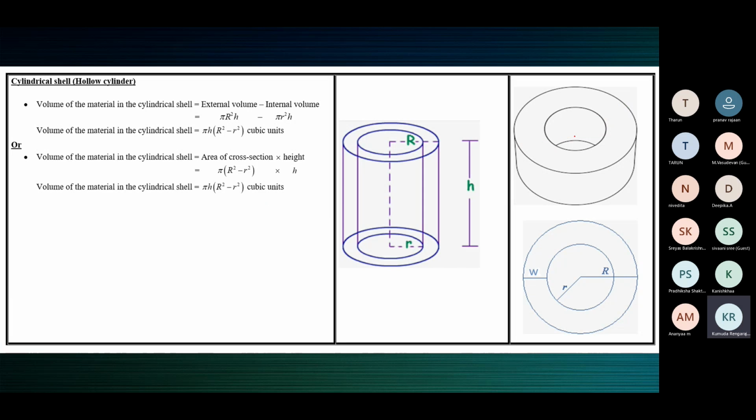Or to the inner radius, if you add W, what will you get? To the inner radius, you are adding the width. What does that give you? Ma'am, capital R. So small r plus W is equal to capital R.